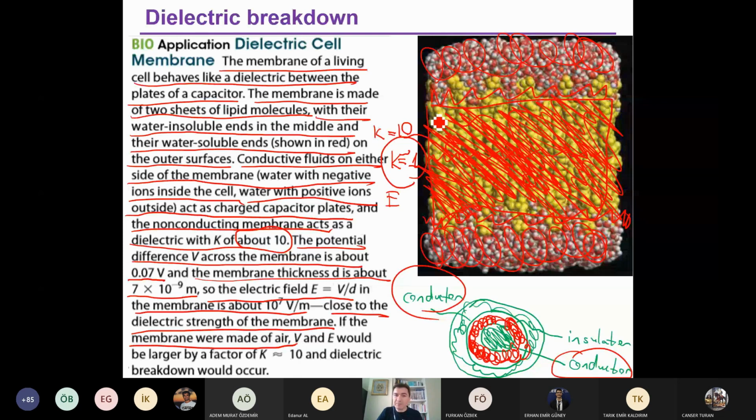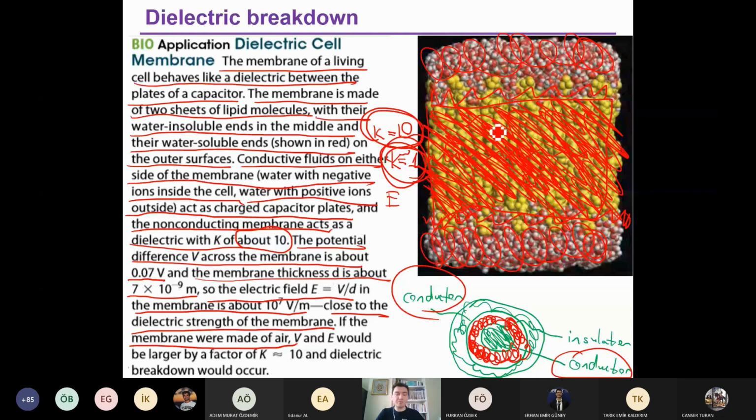Since it is made from lipid molecules, it has a huge dielectric constant K, okay? Then it can behave as an insulator and there is no conductivity within this membrane. So it behaves like an insulating material. I hope this is clear.